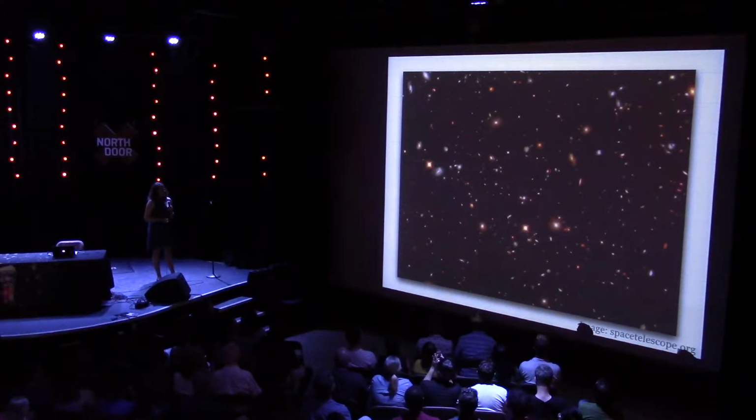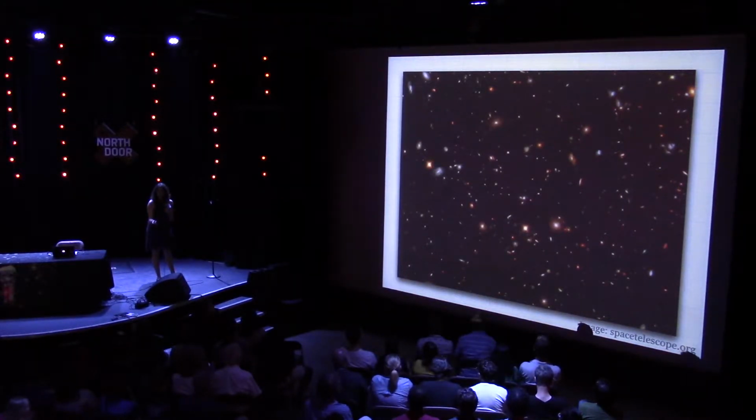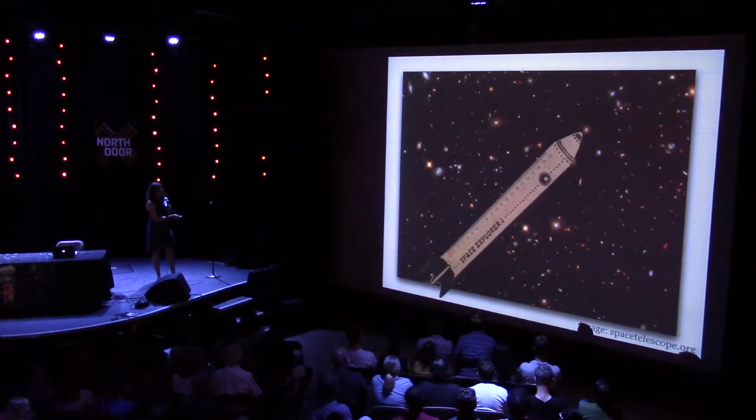But the problem is, how far are these things? We have a 2D image, and we really want a three-dimensional picture of the universe because the further away things are, the earlier in time that they are existing. So you can't really just stick your favorite space ruler on there and measure that this galaxy is more than 20 centimeters away from us because it's a little hard to get there and to actually give a nice measurement.